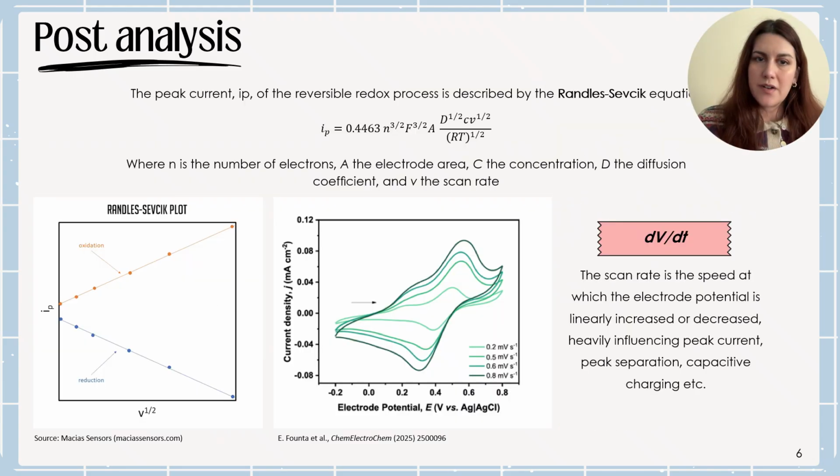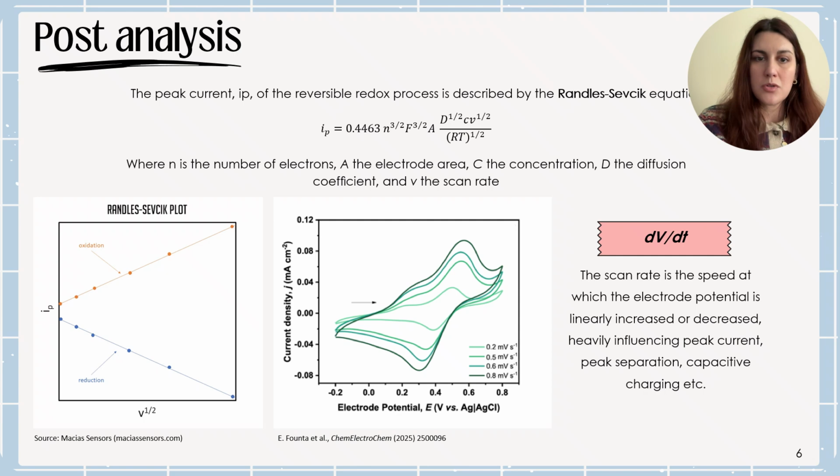In addition to identifying peak positions and reversibility, cyclic voltammetry also allows us to extract quantitative information about mass transport and diffusion. One of the most important relationships used for this purpose is the Randles-Shevchik equation. For a reversible electrochemical reaction, the peak current observed in a cyclic voltammogram is described by the Randles-Shevchik equation shown here. This equation relates the peak current IP to the number of electrons transferred, the electrode area, the concentration of the electroactive species, the diffusion coefficient, and the scan rate.